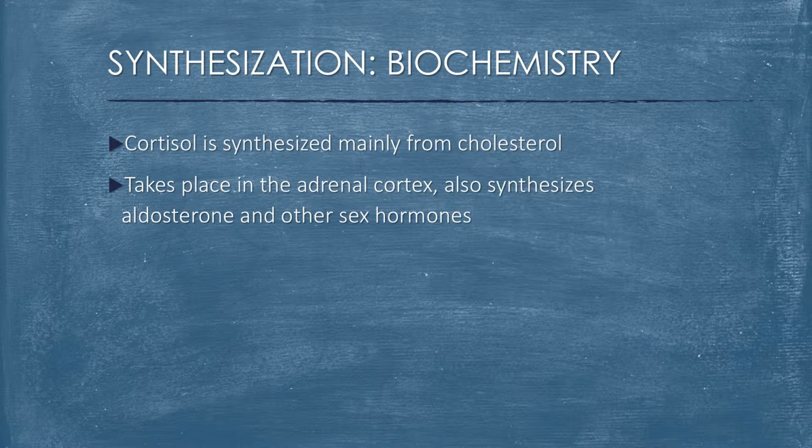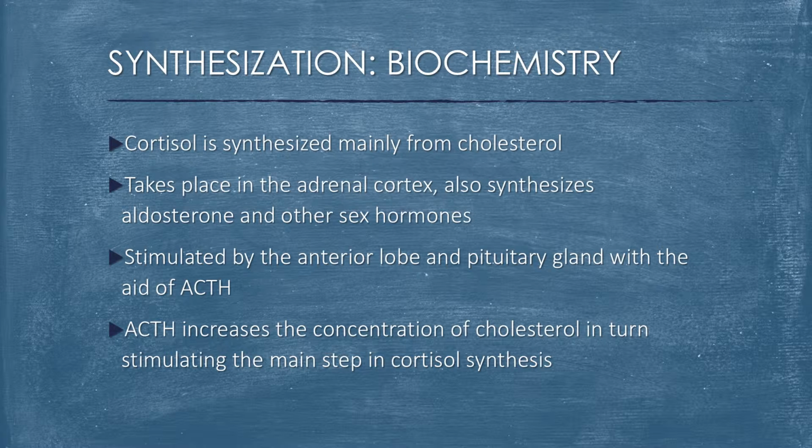Now let's talk about the biochemistry and the synthesization of cortisol. First of all, cortisol is synthesized mainly from cholesterol. The synthesization takes place in the adrenal cortex, and the adrenal cortex also synthesizes other hormones, including aldosterone and other sex hormones. Its synthesis is stimulated by the anterior lobe of the pituitary gland with the aid of the adrenocorticotropic hormone, otherwise known as ACTH. ACTH increases the concentration of cholesterol, in turn stimulating the main step in cortisol synthesis.